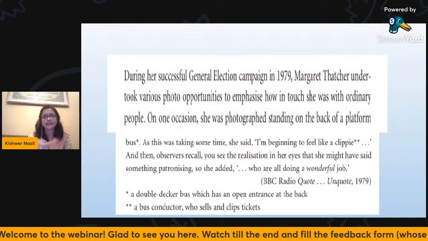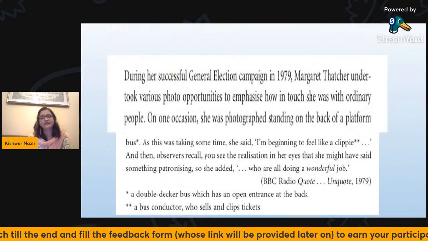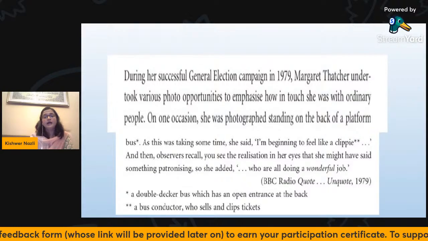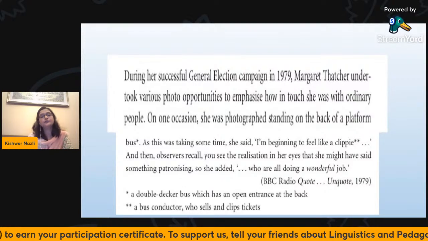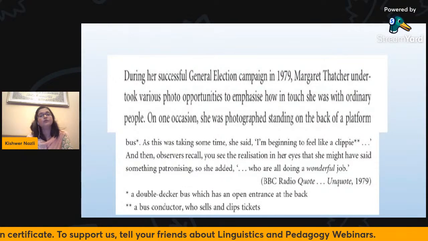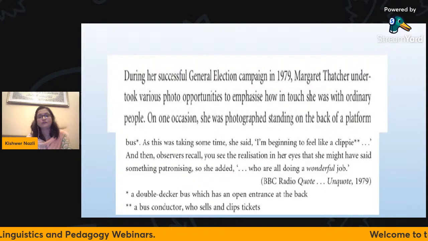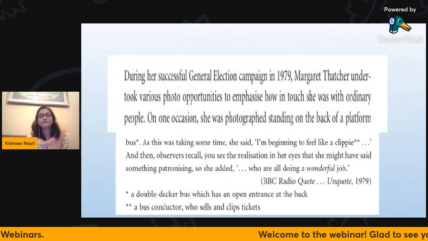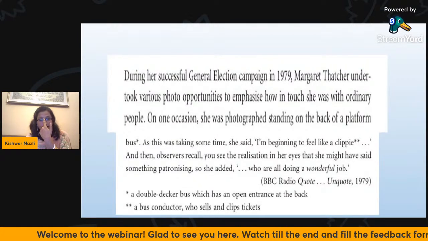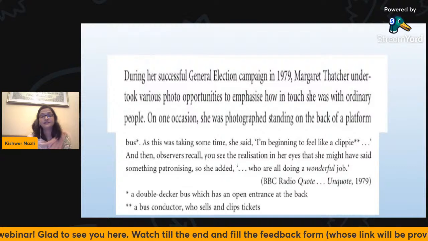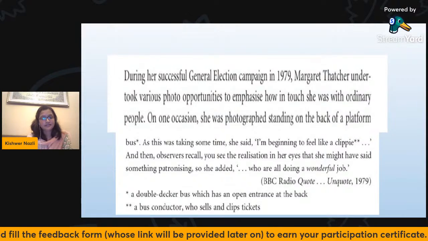Now, I would ask you to see this anecdote. This is basically an anecdote about a very famous Prime Minister, Margaret Thatcher, in 1979. During her successful general election campaign in 1979, Margaret Thatcher undertook various photo opportunities to emphasize how in touch she was with ordinary people. On one occasion, she was photographed standing on the back of a platform bus. As this was taking some time, she said, "I am beginning to feel like a clippy," and then observers recall you could see the realization in her eyes that she might have said something patronizing, so she added, "You're all doing a wonderful job."